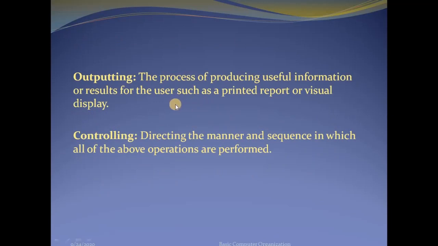So the next function is outputting. The data that we have provided is stored, and then it is processed. Once it is processed, what a user expects is to get the result, or the information. The raw data which we have provided has been polished, or converted into useful information by the processor.